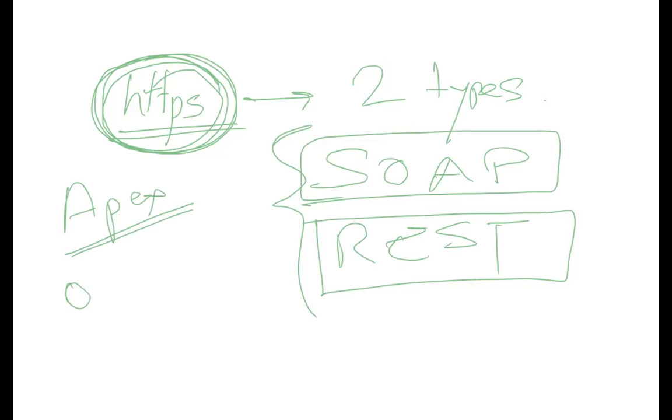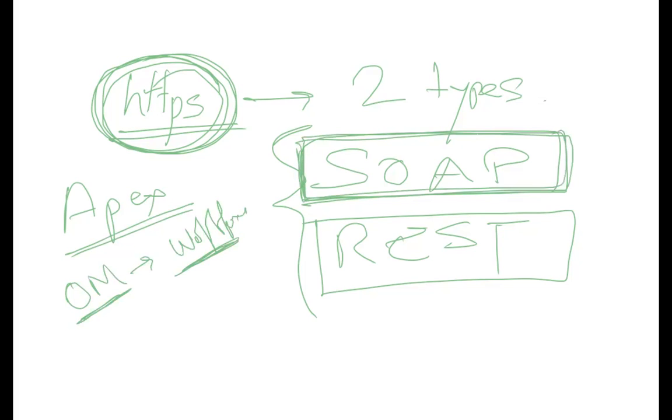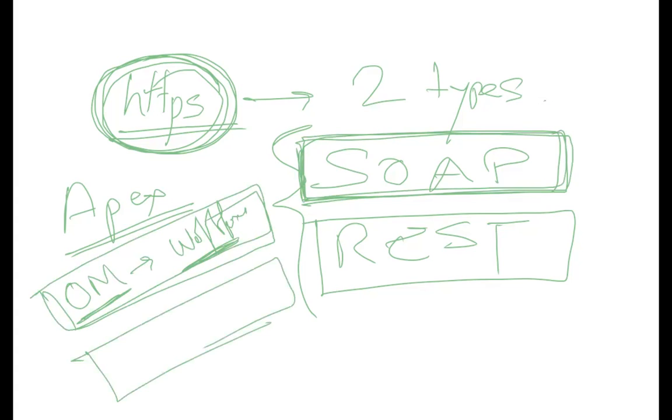Outbound messages from workflow. We talked about it, right? You heard about outbound message long back in workflow. That is basically the SOAP service. This is a configuration way, so there is no need to write any code. Similarly, external services can be fired from flows or process builders, and this is basically using REST.